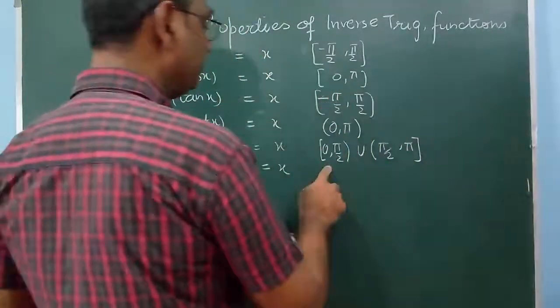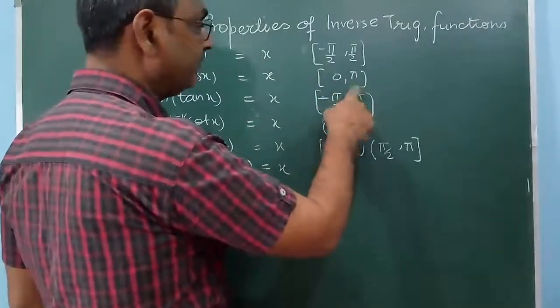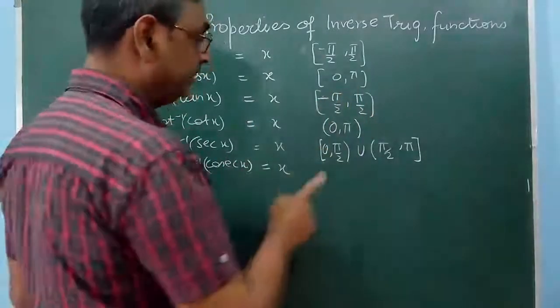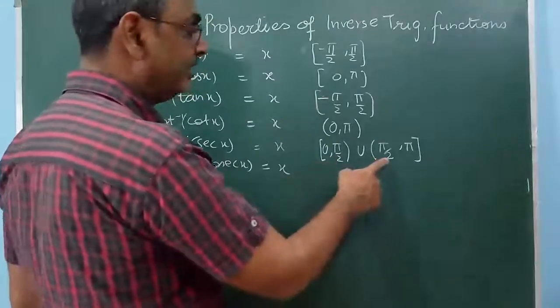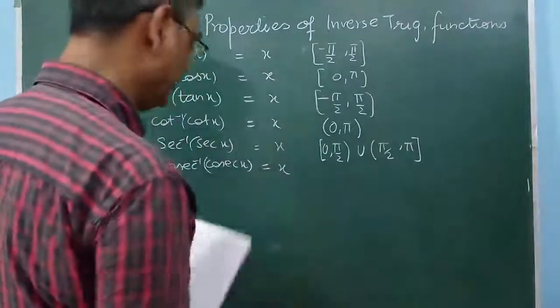See here, it is 0 to pi, all the values, because this is 1 by cos. So all the values it can have from 0 to pi, but pi by 2 it won't be having. And here again, because cos pi by 2 is 0, we will not be having this.